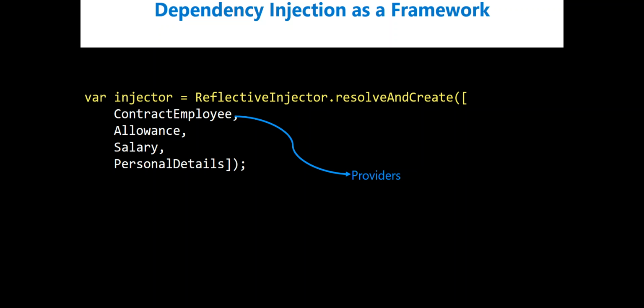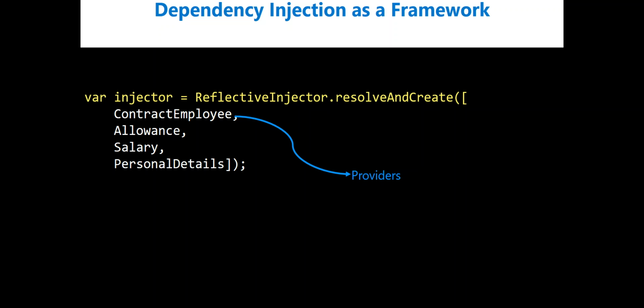Okay, this statement you can tell the DI framework that these are all the dependencies you need to consider when instantiating an employee object or contract employee object, whatever it is. So this is where the provider comes into play.